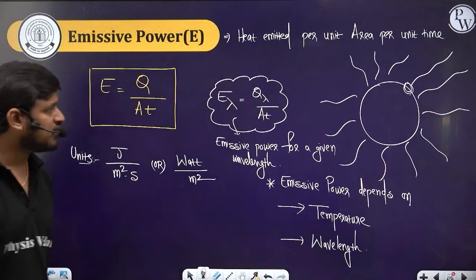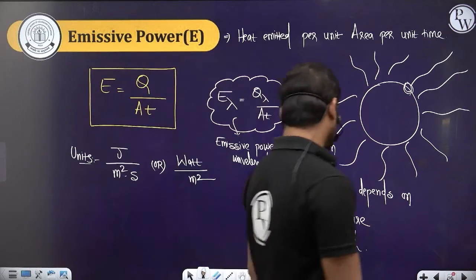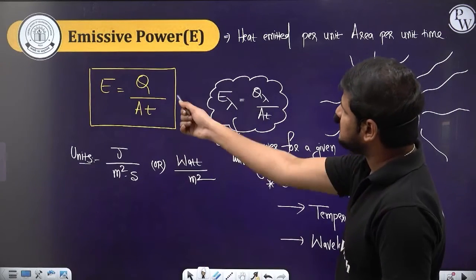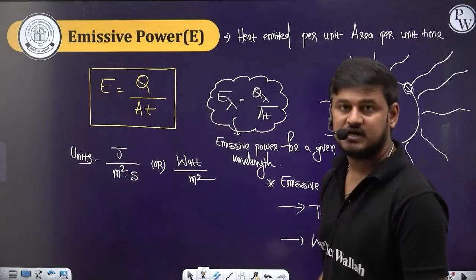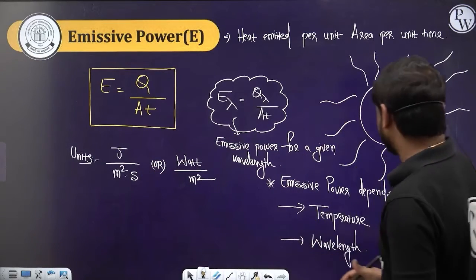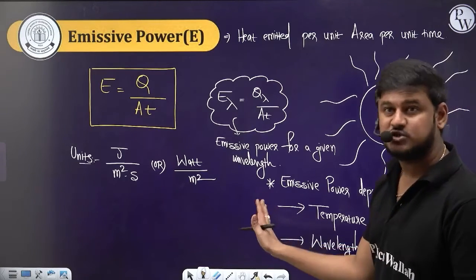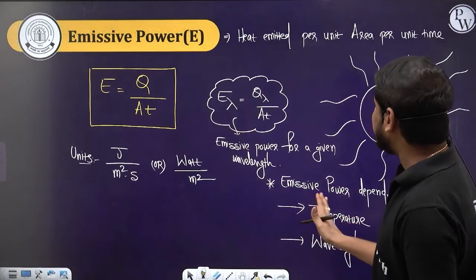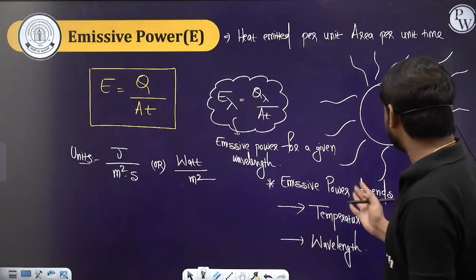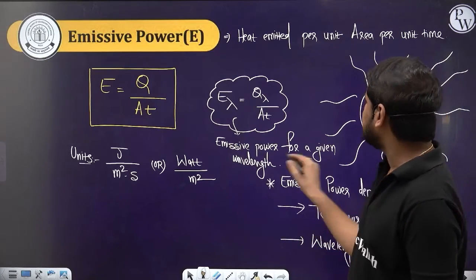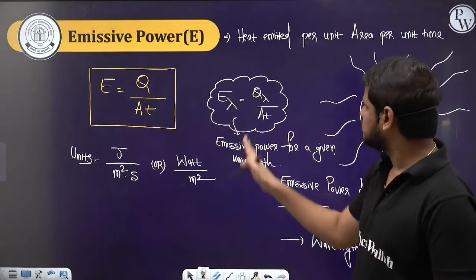Done, everyone? Clear? Chalo. So E is equal to Q by T, joule per meter square second. Next. Hope this point is clear, everyone. So the emissive power formula, units, and the emissive power is different for different radiations. The emissive power for a particular wavelength will be given like this.